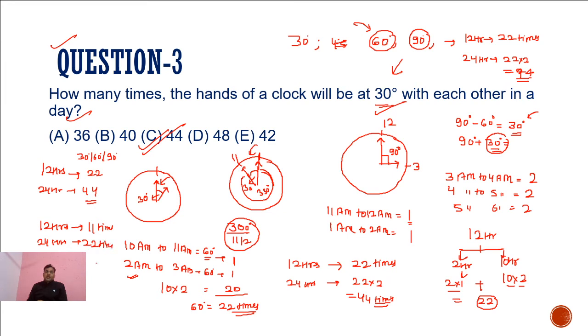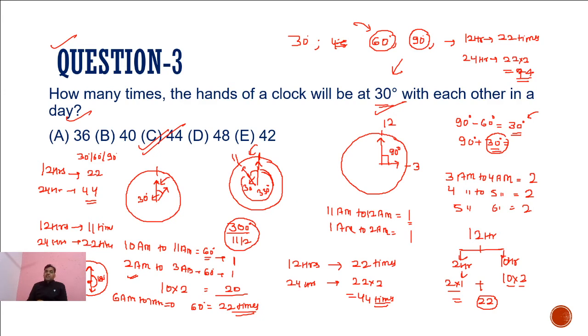The reason is, when the time is 6 a.m., there is already an angle of 180 degree existing here, right? So from 6 a.m. to 7 a.m., an angle of 180 degree is made only 0 times. It is not made because it's already at 180 degree, right? So therefore, for every other hour, it will be made once, right?